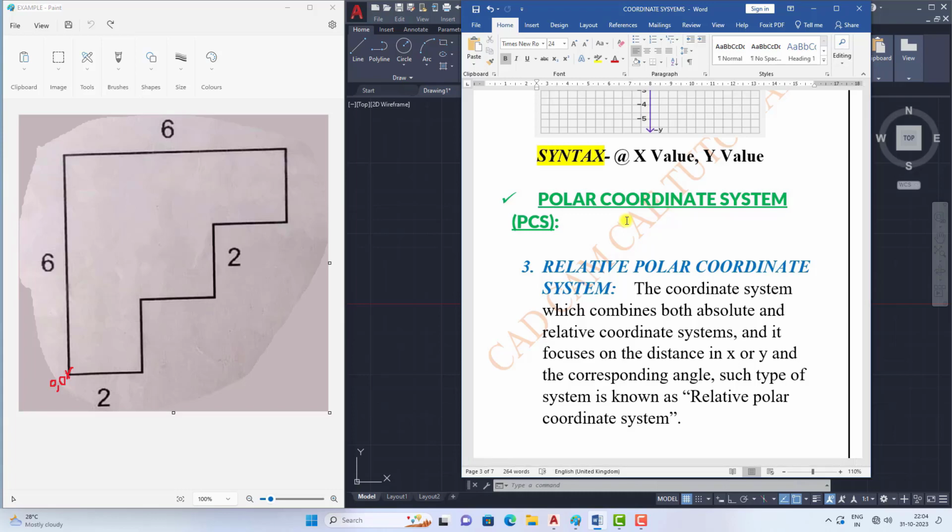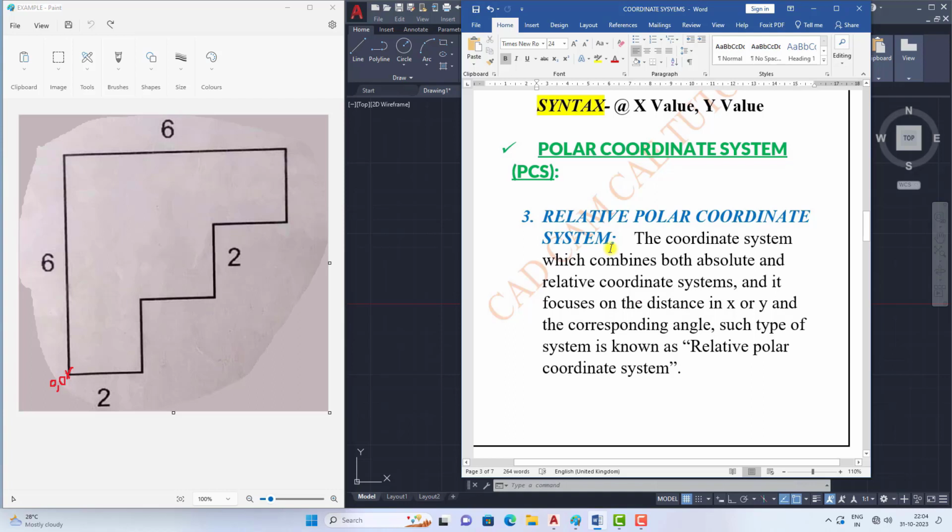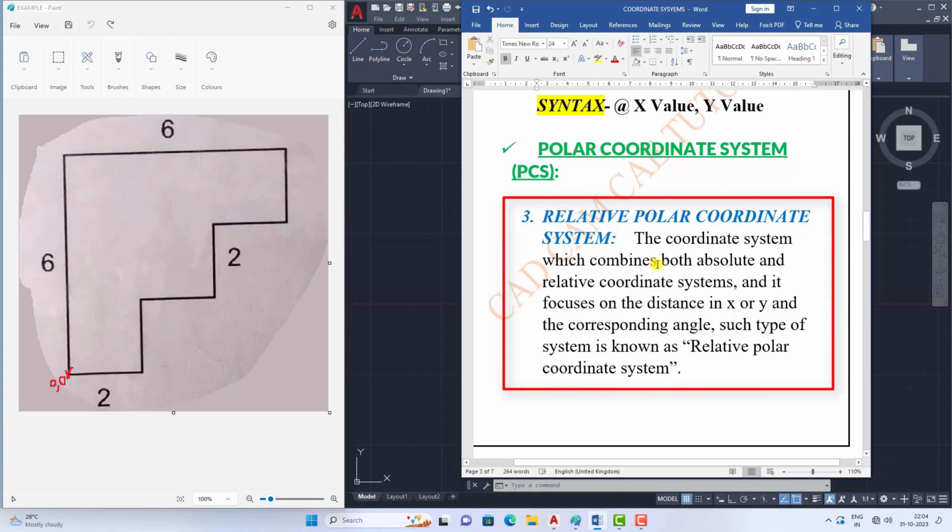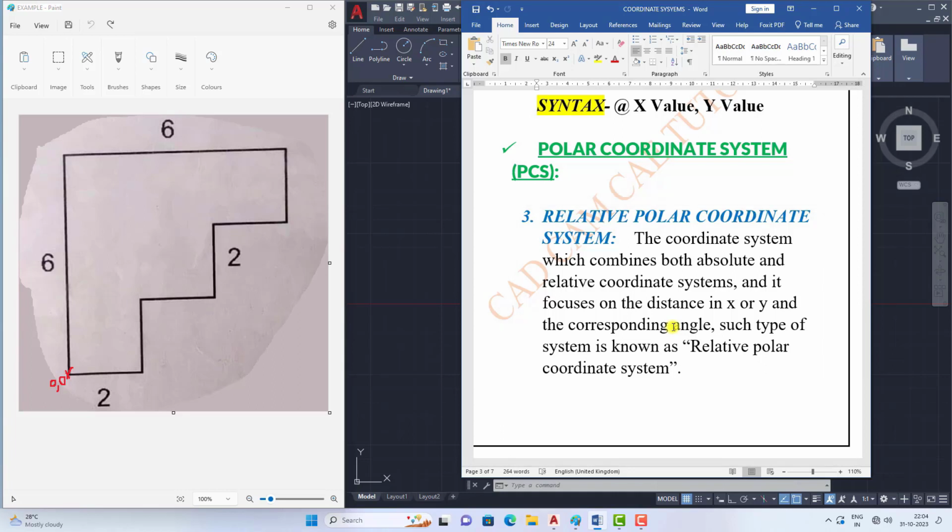And in the second type there is one type, which is known as the relative polar coordinate system, which means the coordinate system which combines both absolute and relative coordinate systems, and it focuses on the distance in x or y direction and the corresponding angle. So this type of system is known as the relative polar coordinate system. So totally we have three coordinate systems.